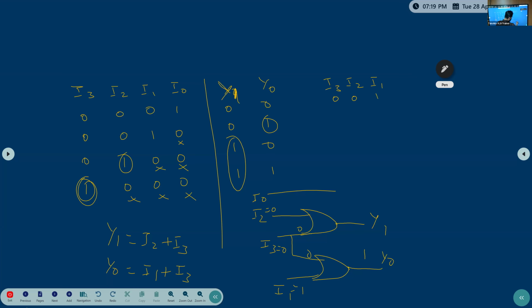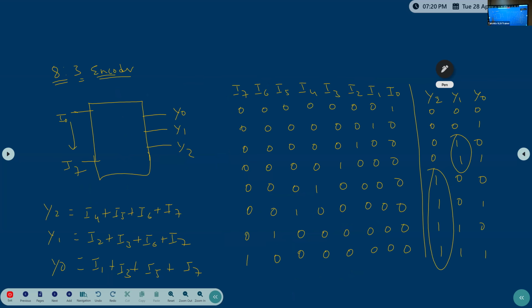This is Y0. This is Y1, which is 0. So what is this? 0, 1, right? 0, 1 means what? I1. Yes or no? 0, 1 means I1. I1 is high. So you can check. Clear? So this is an encoder. Note down the truth table.